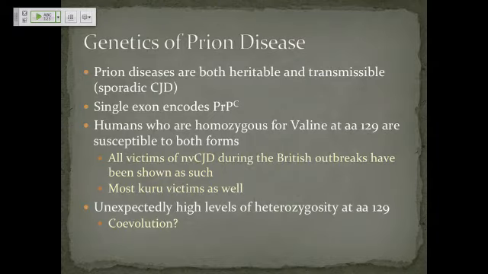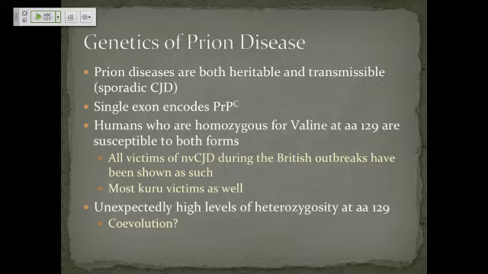So as we talked earlier, prion diseases are both heritable, right? You can get them from your parents and they're transmissible. A single exon in humans encodes for this prion protein, the cellular form. Humans who are homozygous for valine at amino acid 129 of this protein appear to be more susceptible to both the heritable and the sporadic CJD.